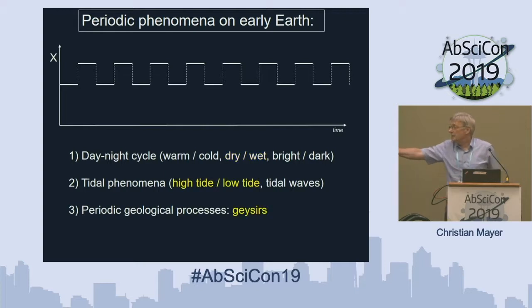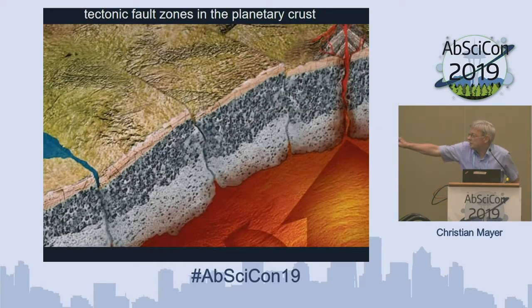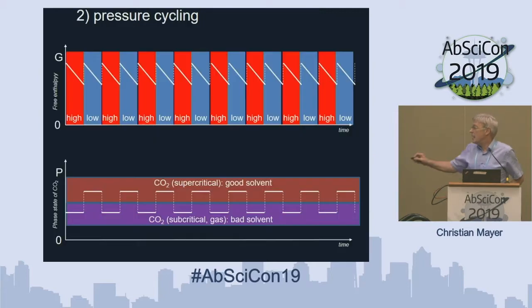But there are also other situations that we need to take into account. For example, there are cyclic processes which affect the pressure, such as tidal phenomena, or periodic geological processes like geysers. And if this happens, then there are positions, for example, in the Earth's crust, 1 kilometer in depth, where we can induce phase transitions. For example, the phase transition from gaseous carbon dioxide to supercritical carbon dioxide. And if we have that, we can switch between two states of carbon dioxide that are very different in their solvent quality. So we switch a very good solvent into a very bad solvent.